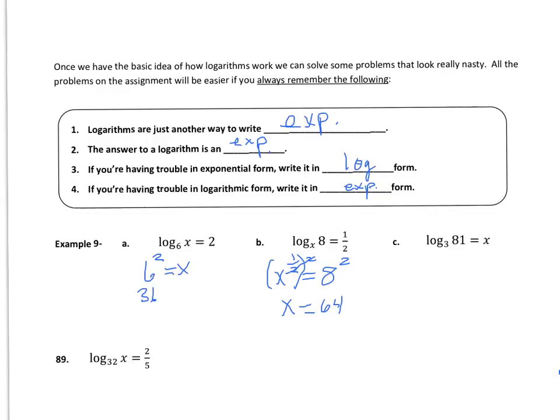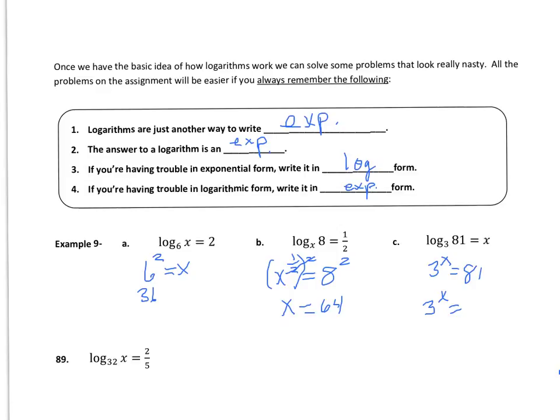Okay, part C. Log base 3 of 81 equals x. Again, try exponential form. 3 to the x equals 81. Can I write 81 as a base of 3? Yes. Everybody say yes. Thank you. So let's think about 3.